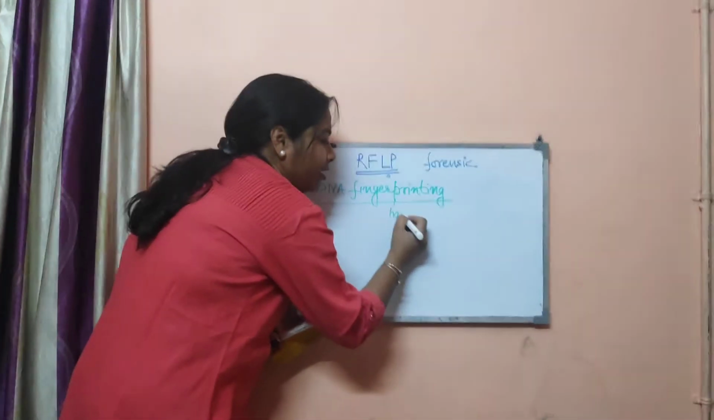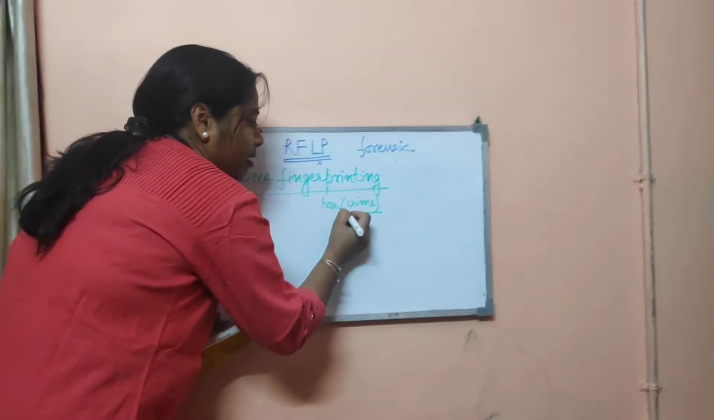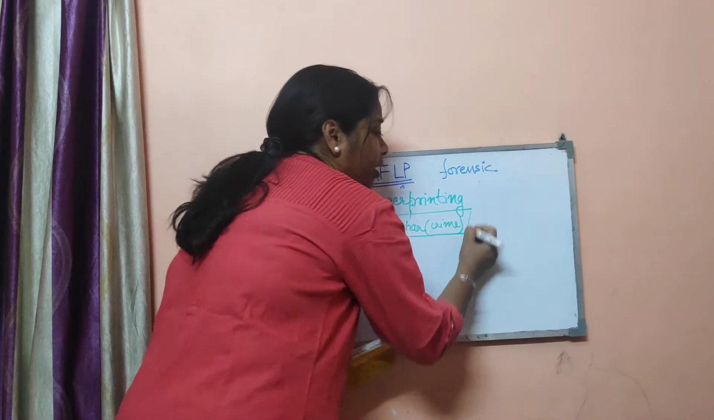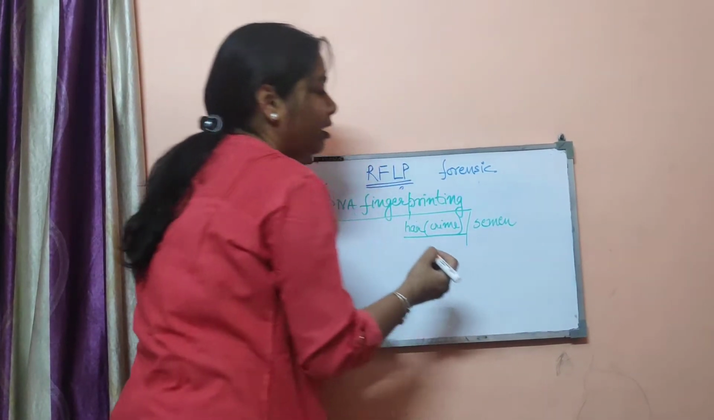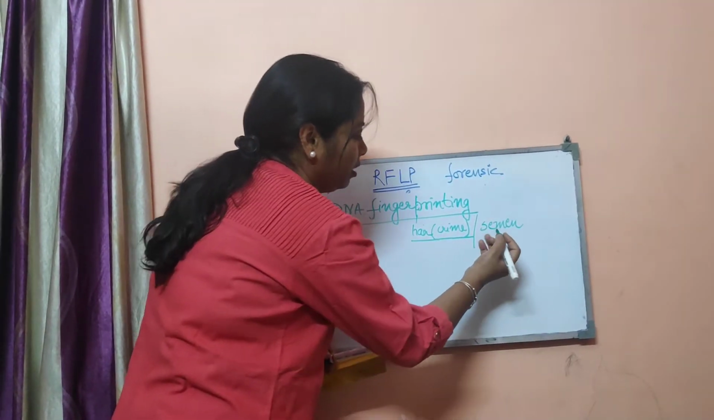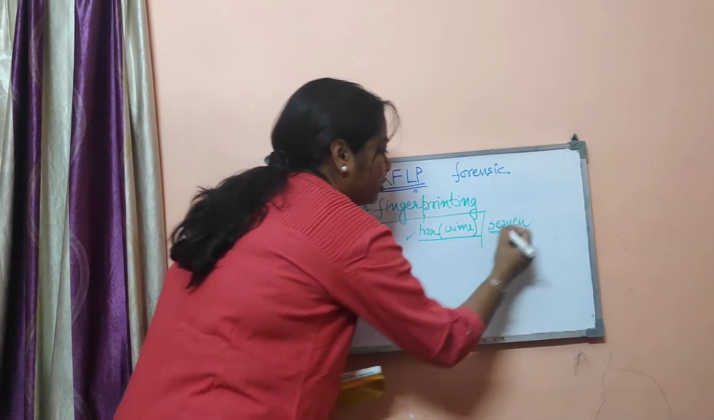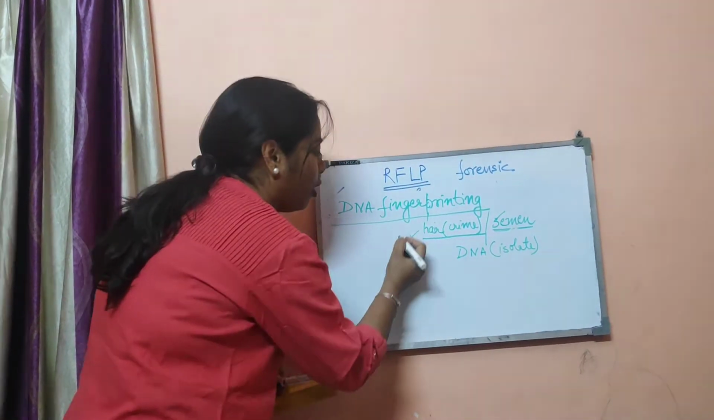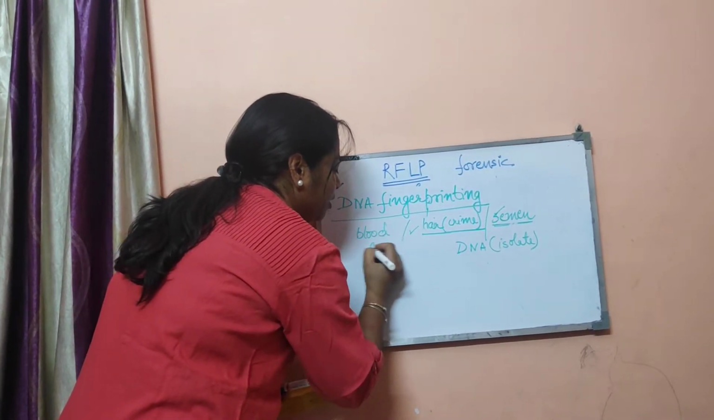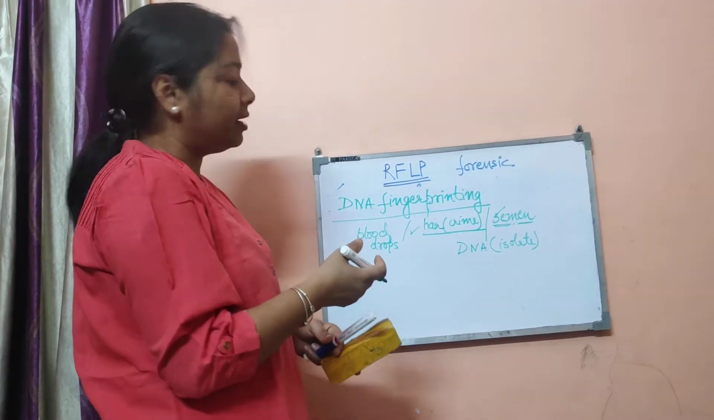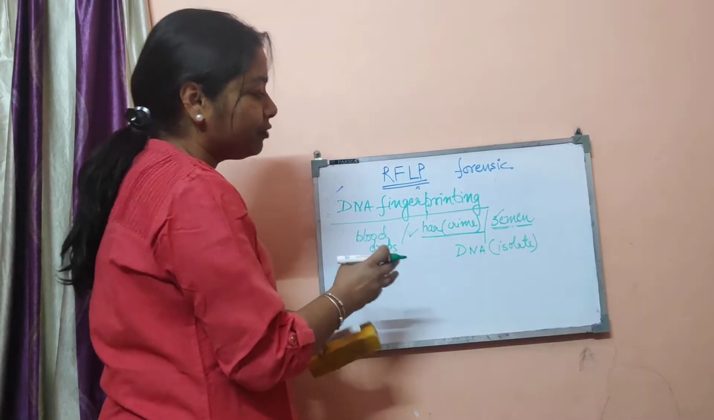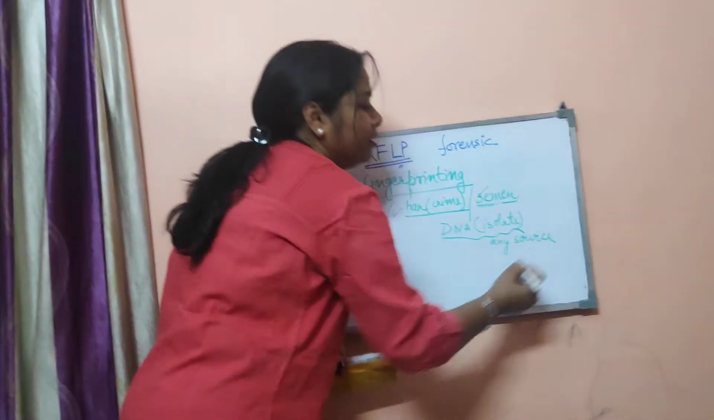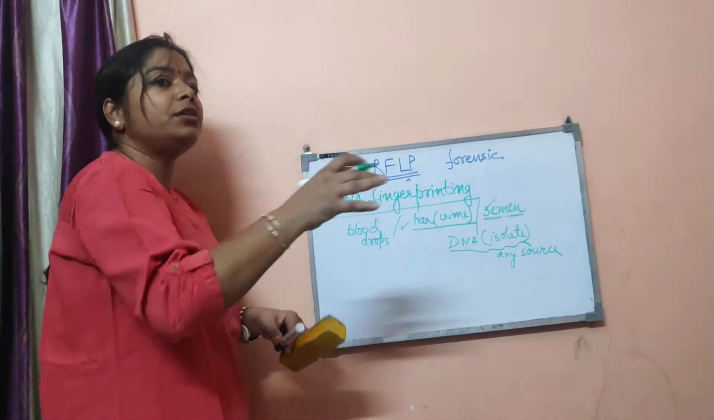We get a hair from a crime scene, which we know is of a criminal, or semen from the body of a woman who was assaulted. And from these sources, hair or semen, we get the DNA. We isolate the DNA from these cells, or the source may be blood drops, if the crime scene is a murder. The first thing we do is isolate the DNA from any source present at the crime scene.